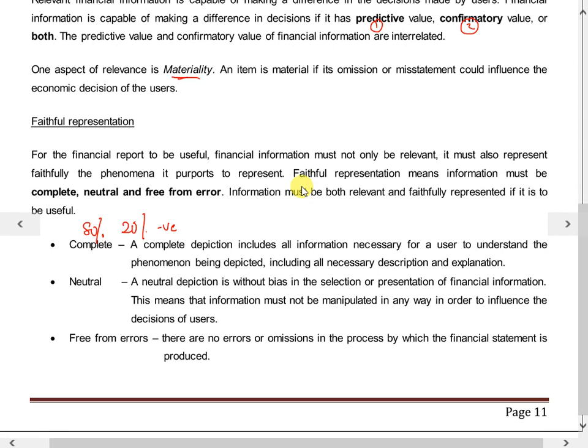Faithful representation. Same thing, neutral. I have many, many users: banker, customer, employee. So I should not be biased. When I prepare this report, it should not be biased towards anybody. It has to be neutral.